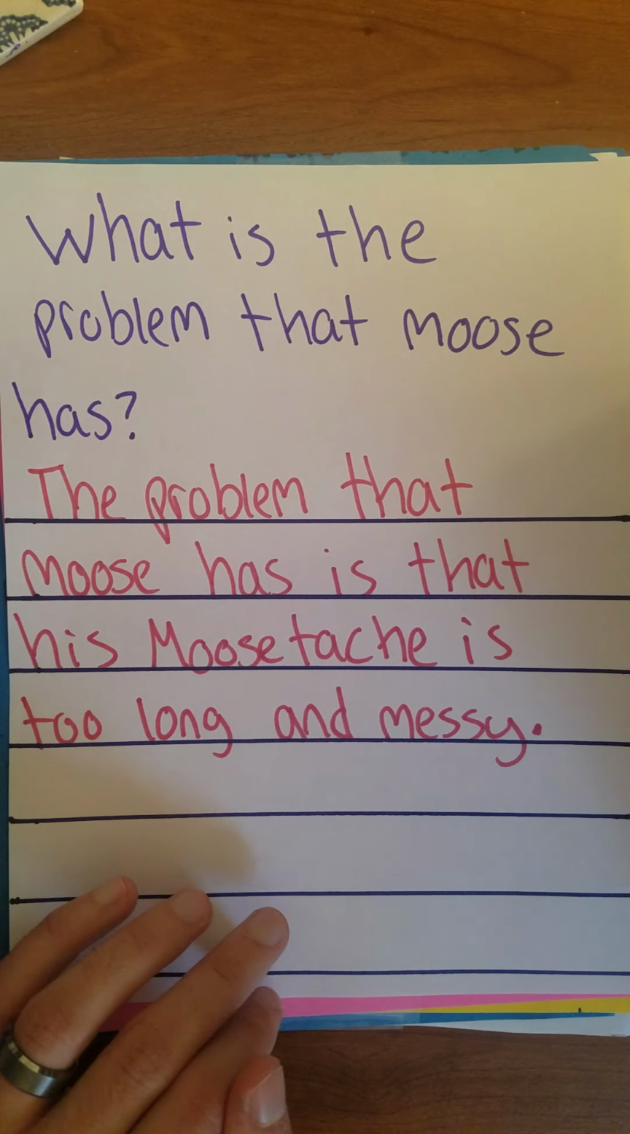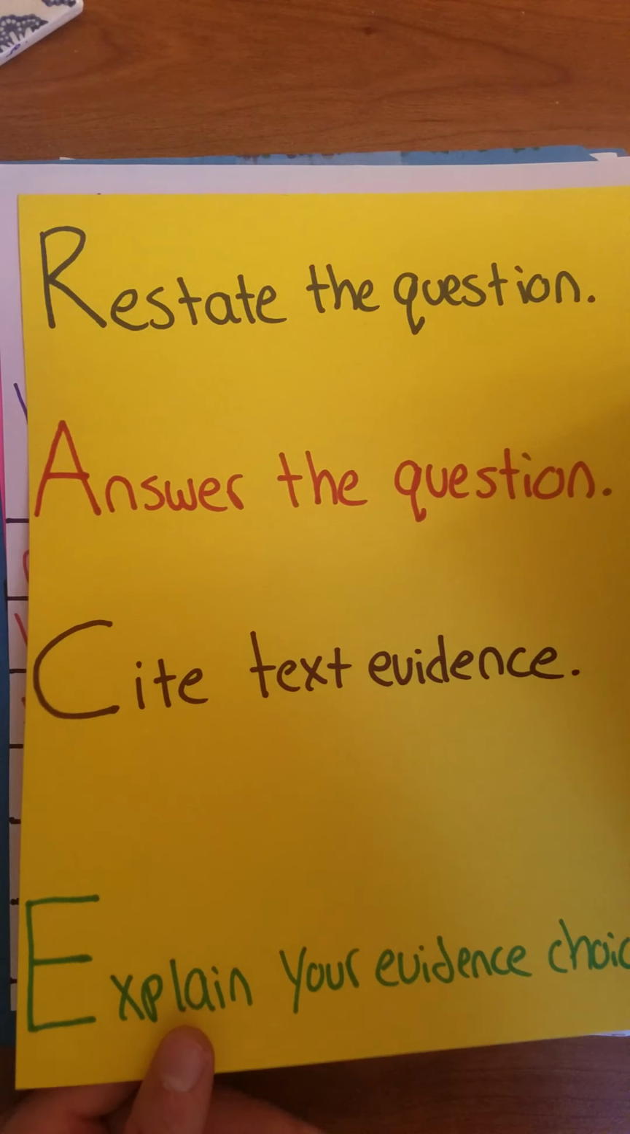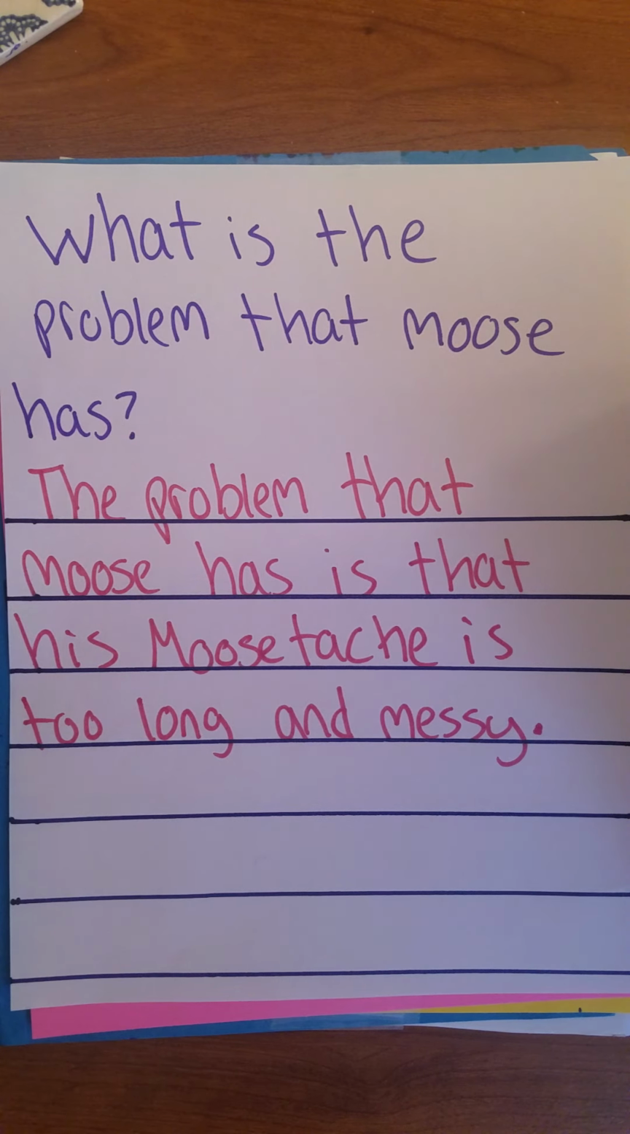Well, now we need to add C, cite text evidence. So I'm going to look back in the story and I'm going to find the part of Moustache that told me what the problem was. And I found the page. It says Moose had a problem, a horrible, hairy, prickly problem. It grew right below his nostrils and just above his upper lip.